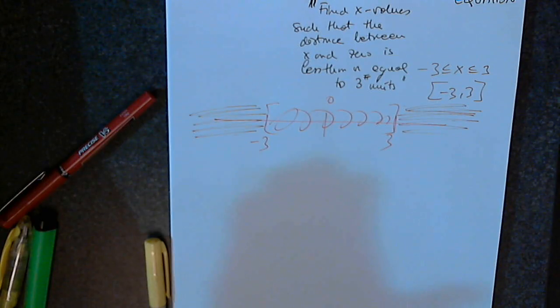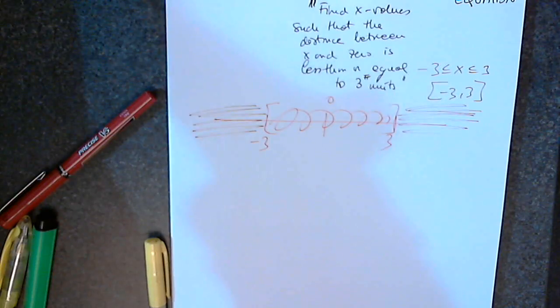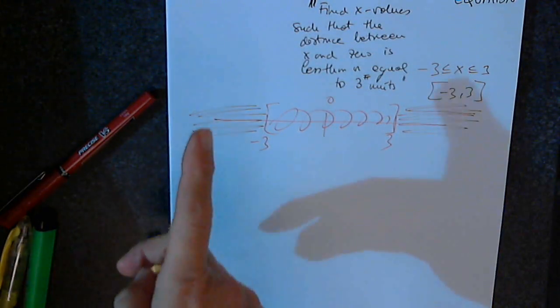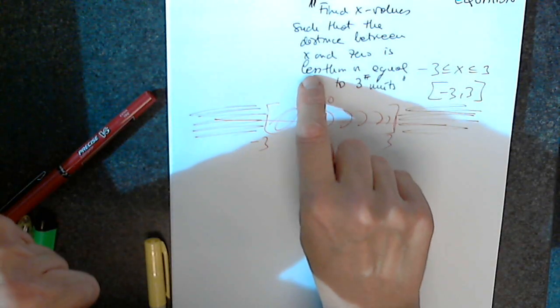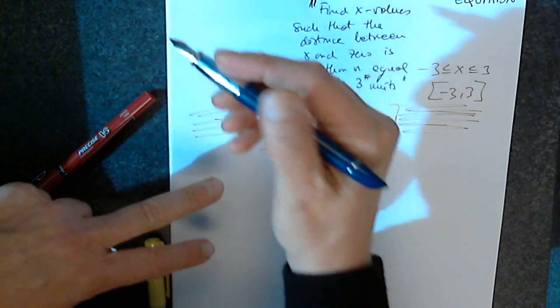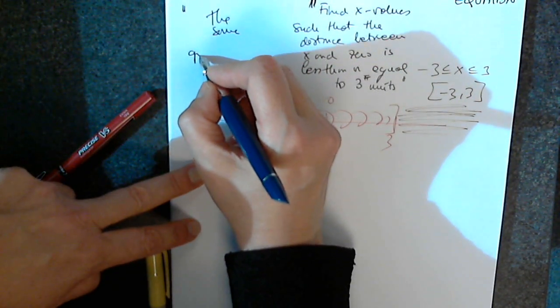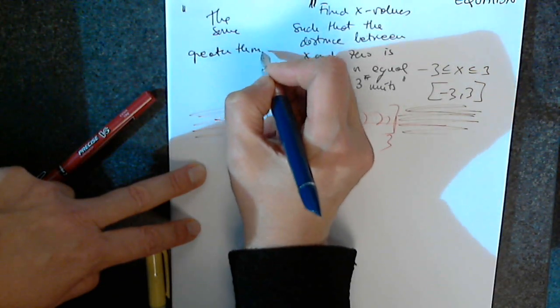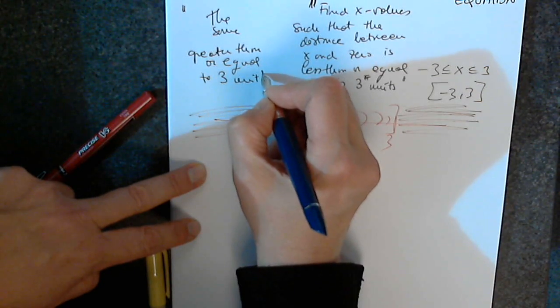Because I'm finding numbers between -3 and 3. Because these numbers have a distance from themselves to 0 less than or equal to 3 units. Now, this means the exact same thing, but when I get to less than or equal to, I will write greater than or equal to 3 units. So this is the same, except greater than or equal to 3 units.